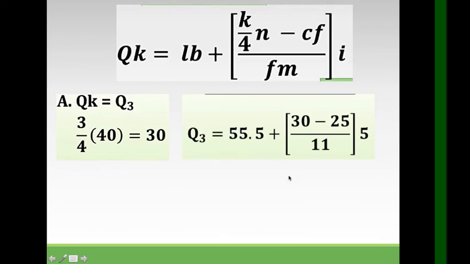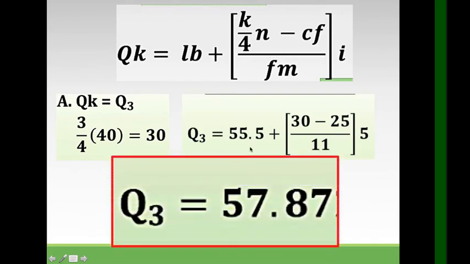So you can enter it step by step in your calculator. 30 minus 25 equals, divide 11, click equals, times 5, click equals, and plus 55.5, click equals, and you will get 57.87. In my class, I am considering 2 decimal places for your final answer.